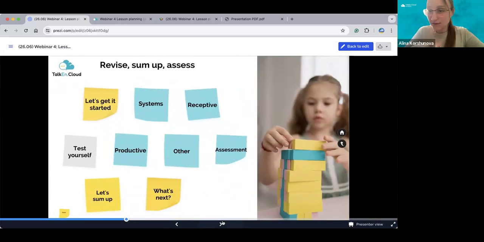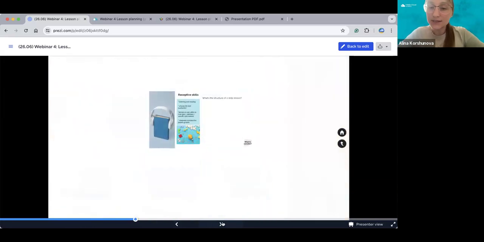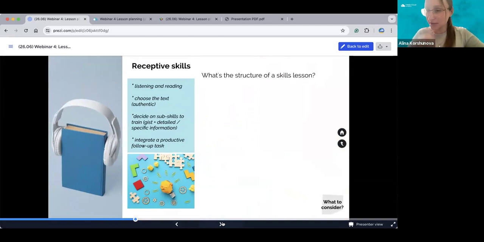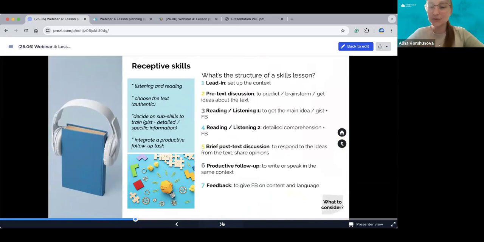So don't forget to vary that. Receptive skills lessons. Again, we will not talk about staging. I believe you remember the staging, the structures of either a listening or reading lesson. Yeah, so these are the stages. You can look through them.